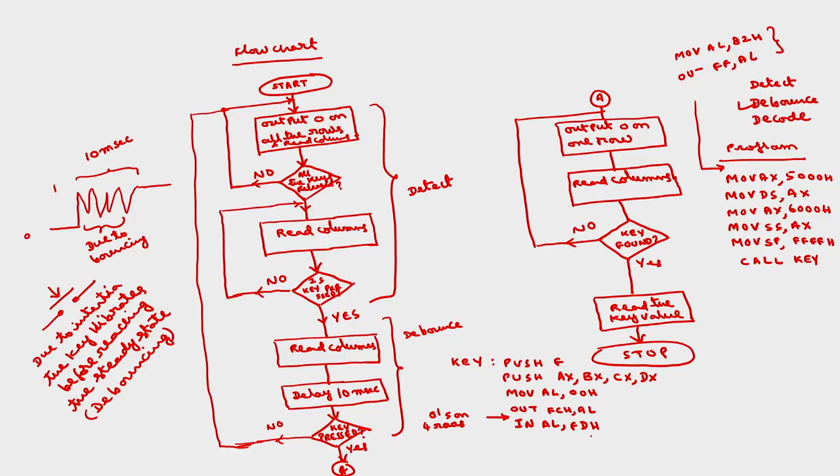Now in AL comma FDH, in AL FDH, AL will get the data of all the columns, four columns. What I am doing now is ANDing that AL with FFH, ANDing AL with FFH.